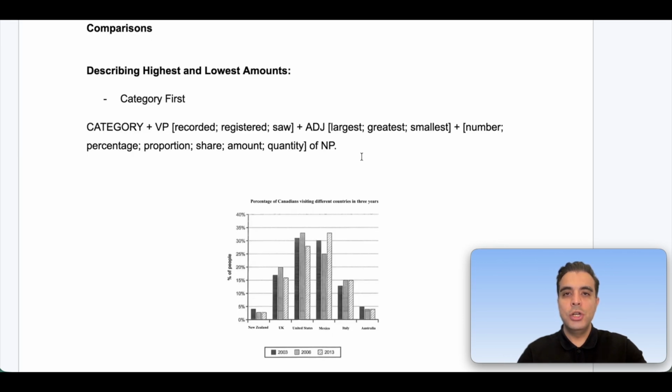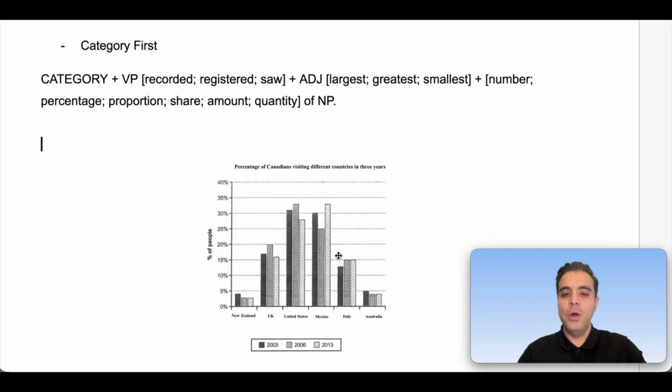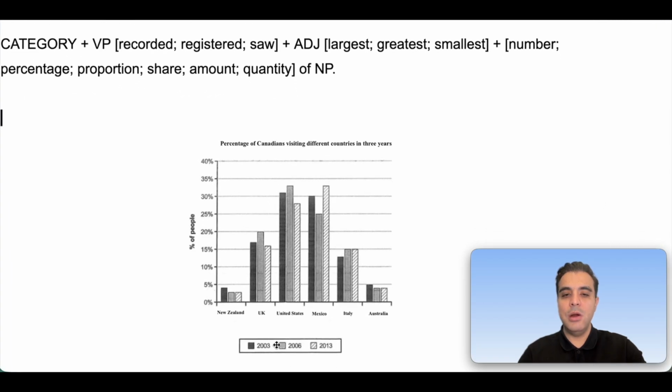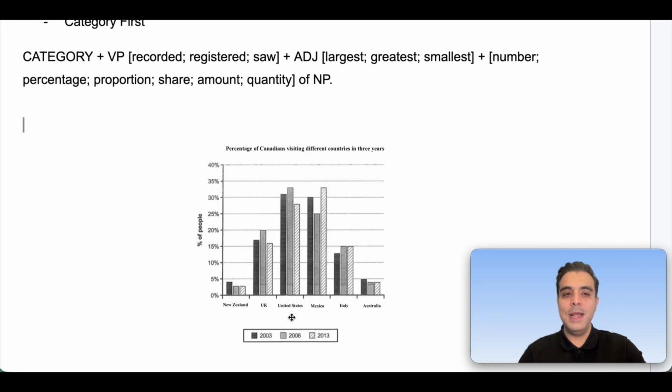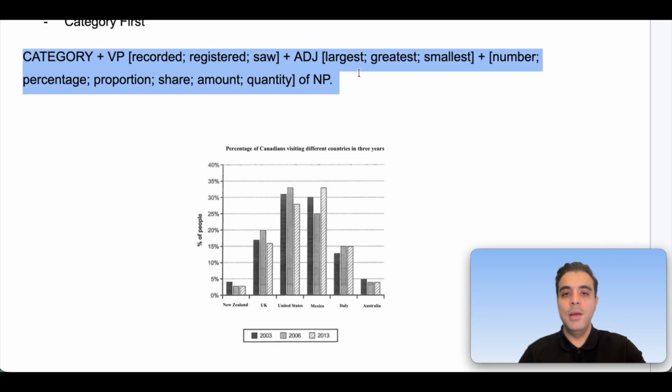Let's use this structure to describe a low or a high point in the data. Let's start with the high point. So we want to see in one of these years, for instance, in the year 2006, which of these countries had the highest percentage of Canadian tourists. Okay, so as you can see, we're looking at the year 2006, and the highest point belongs to the United States. So let's try to write an example using this structure part by part.